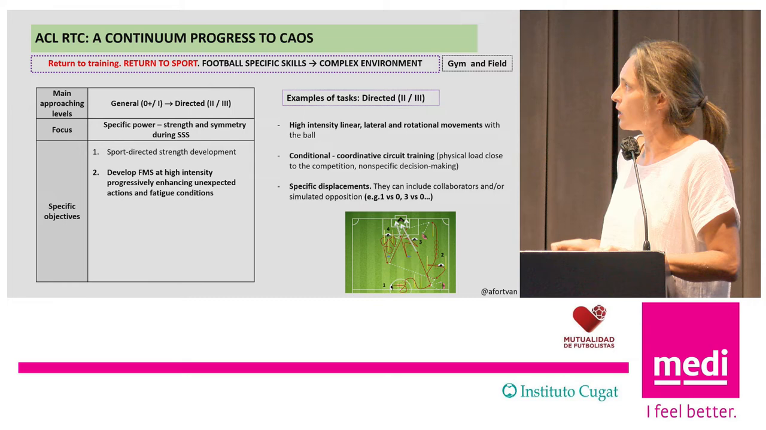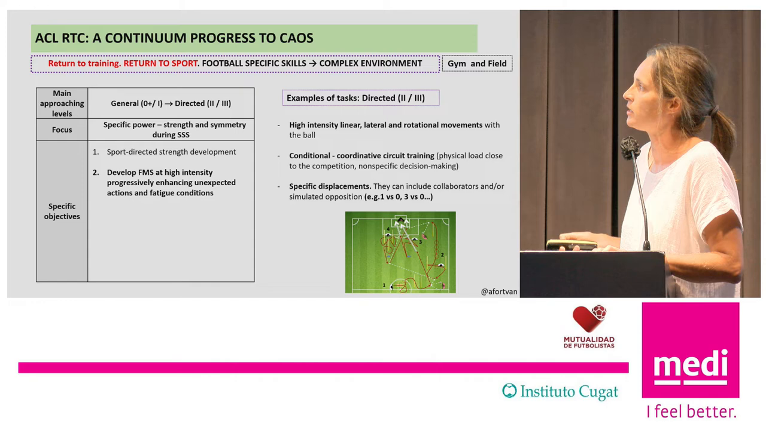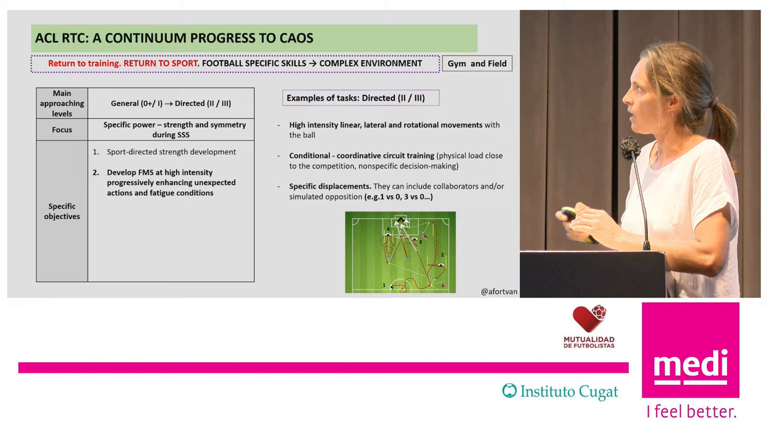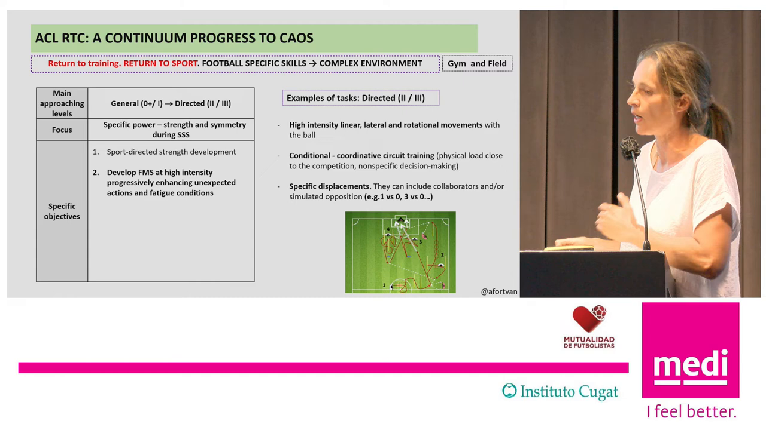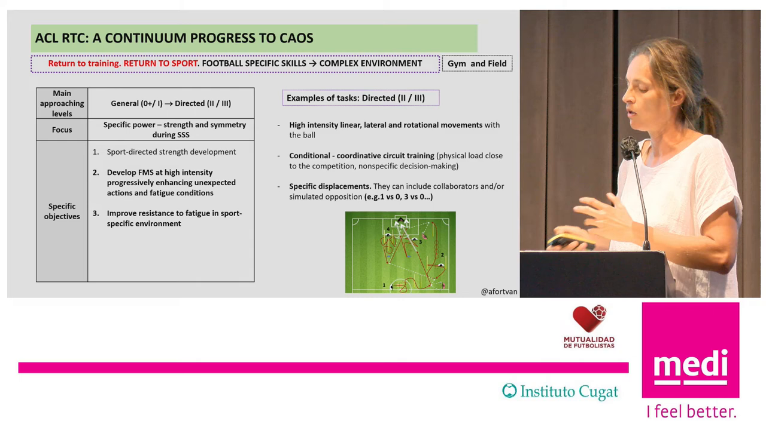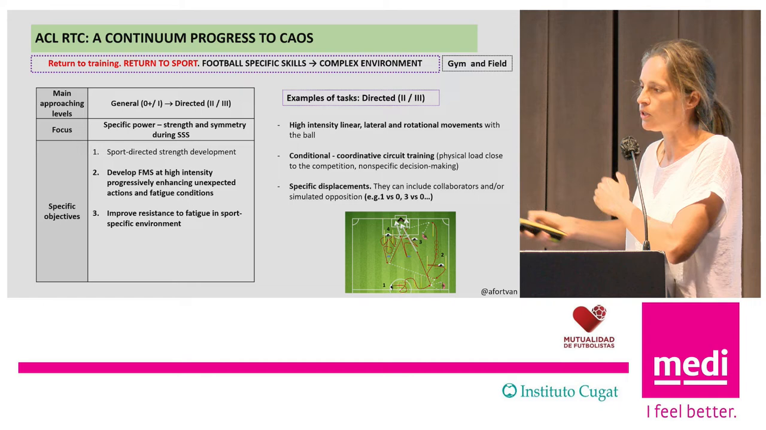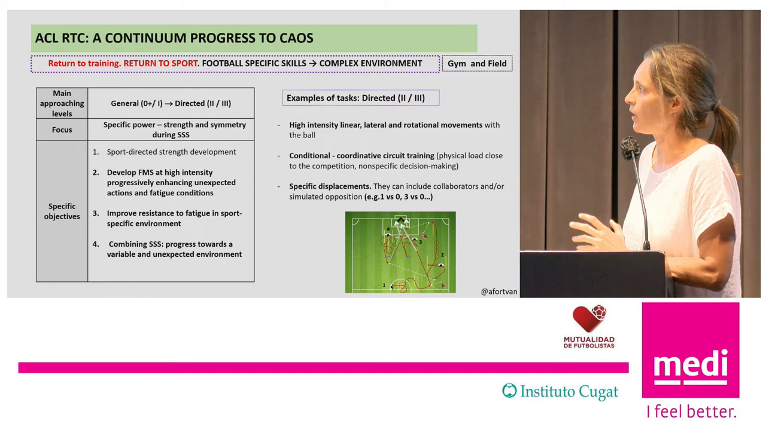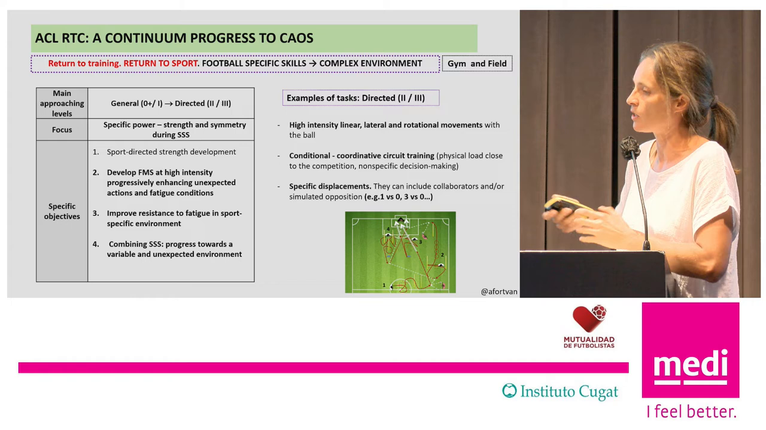The second objective here is to develop fundamental movement skills, but at high intensity. Okay, we run, we can change our direction, but we have to do this at high speed. First, in a stable environment, and progressively, we have to introduce unexpected actions and fatigue conditions, the real world. The third objective is to improve resistance to fatigue in a sport-specific environment. Here we have some tasks. We can start with no opposition, and we can introduce simulated opposition. And lastly, combining sport-specific, soccer-specific skills, we progress towards a variable and unexpected environment. Sometimes all these introductions or progressions are forgotten.